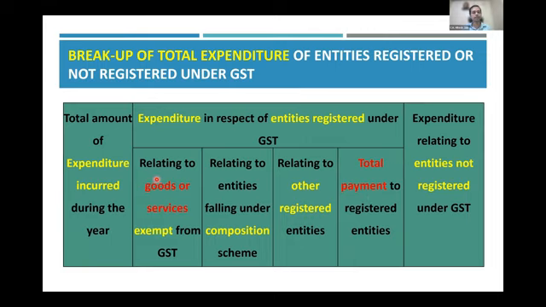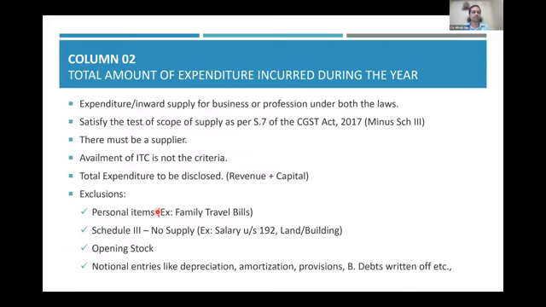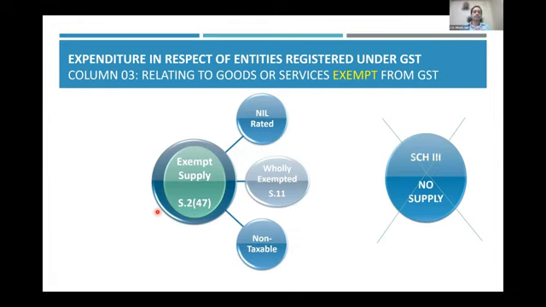So now the next thing which we have to discuss is goods or services exempt from GST. Now what is this exemption? Section 2, subsection 47 under the CGST Act discusses exempt supply. There are three components to that. They say goods or services or both which are nil rated, which are wholly exempted, and includes non-taxable supply. These are the three aspects. So what we have discussed about Schedule 3, salary, land, building, all those things are not part of exempt supply, hence not to be reported. So only exempt supply will come in this column. Now what is this? One by one we'll see.